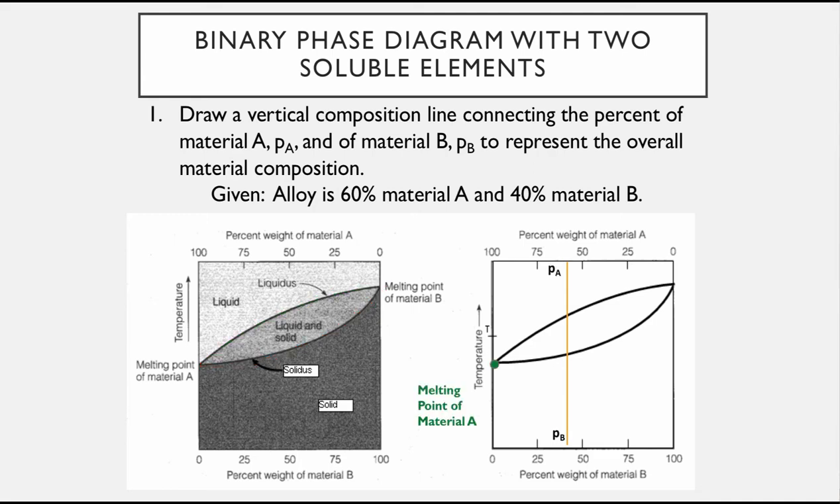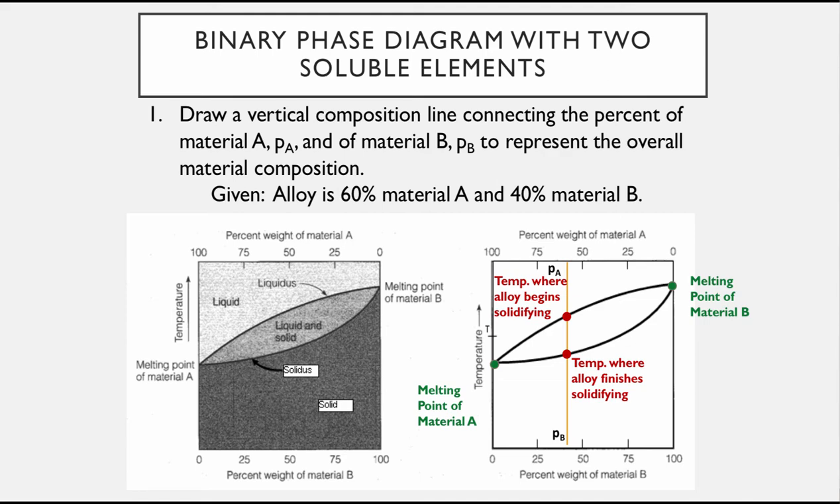Now for our particular material, we know our melting point of material A, we saw our melting point of material B, and when we look at our vertical composition line, we can now see where that crosses the liquidus, and that tells us the temperature where our alloy, our 60-40 alloy, would actually begin solidifying if we started off molten and we're cooling it.